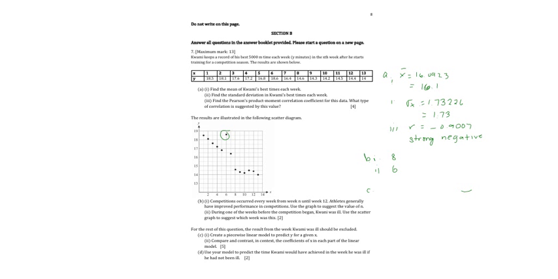So for letter C, for the rest of the question, the result from the week Kwame was ill should be excluded. Create a piecewise linear model to predict y for the given x. So if we're going to remove this, you find the linear function from this point to this point. So when your x is less than 8, piecewise, there are two graphs here connected.